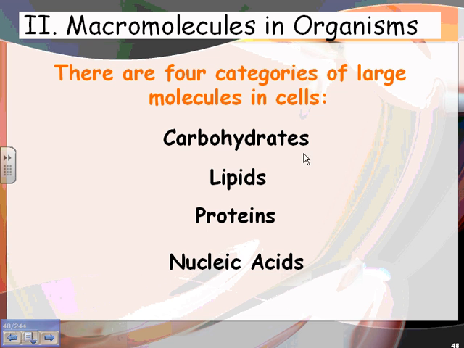For each of these, you're going to need to know the monomer that makes it up. You're going to need to know the polymers that are made, examples of each, and elements of each. So we're going to take carbohydrates first in this segment today, and then we'll do lipids, proteins, and nucleic acids.